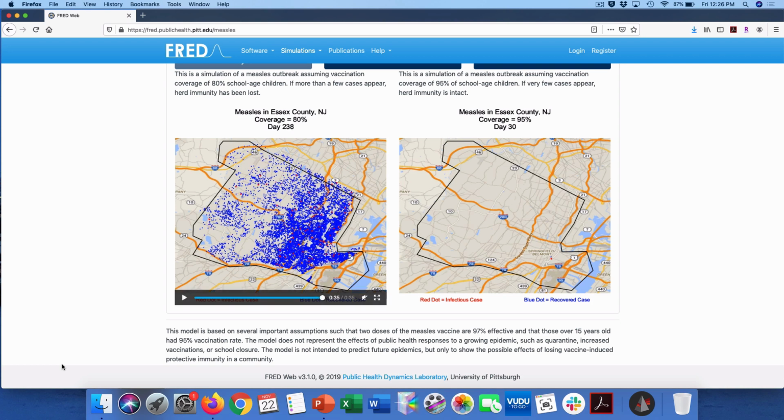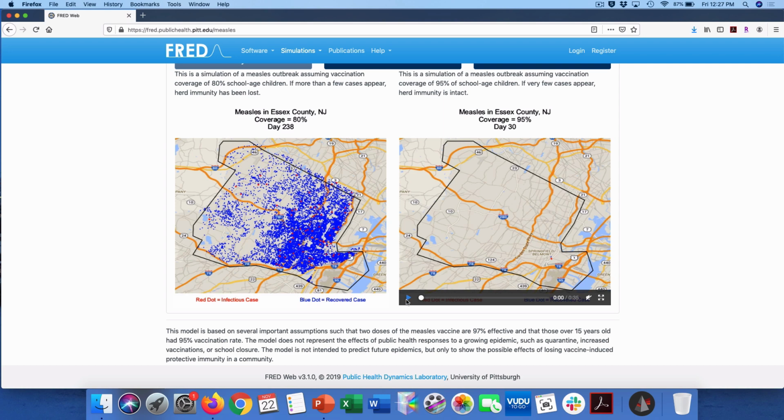Okay, so that is 238 days, so that's less than a year. And you can see how measles has swept through Essex County. And this is based on real population density data and all sorts of things like that. If you are not super up on your New Jersey geography, we are like here-ish. So like we're right outside this box. All right, so that's what happens with 80% coverage. Now I'm going to play what happens with 95% coverage. Because you were like, well, 80% is pretty good. But this is what we see with 95%.